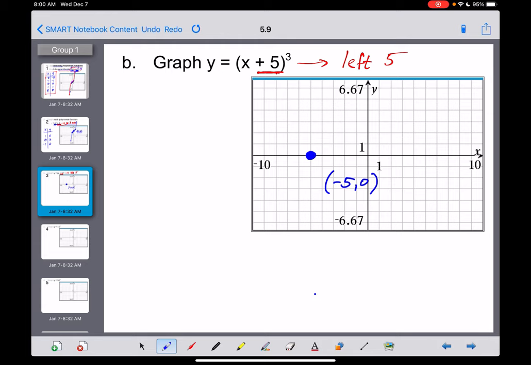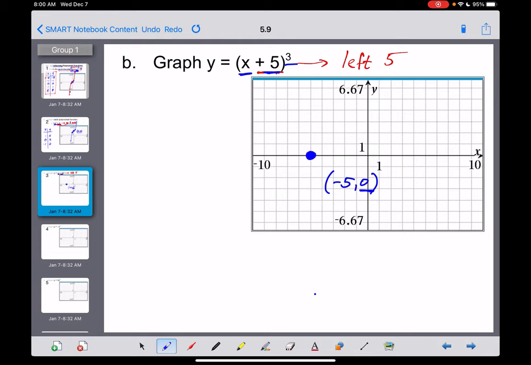Let's check that real quick. Negative 5 goes in for x, plus 5 makes 0, and 0 cubed is 0. That's exactly what we wanted right there. So locating the starting point is really the hard part. After that, guys, that's the only transformation that's being done here.